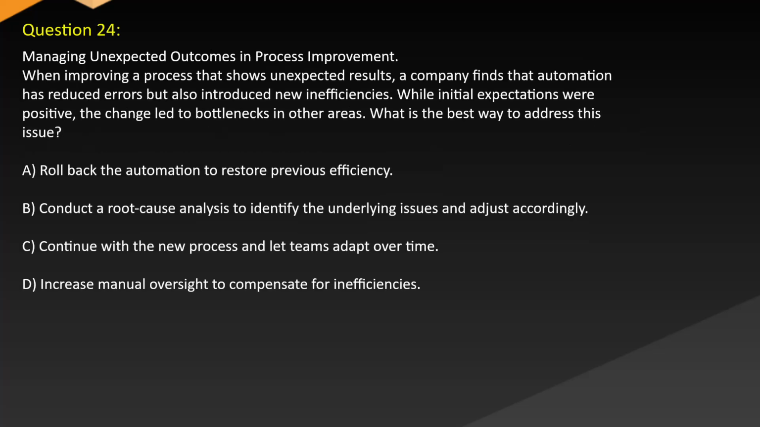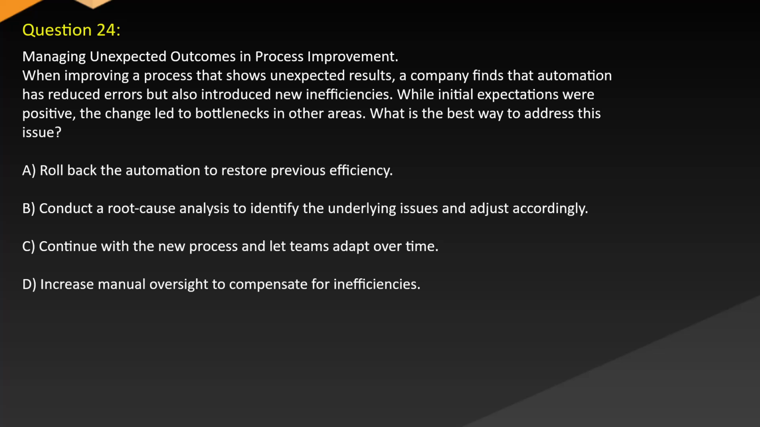Question 24. Managing unexpected outcomes in process improvement. When improving a process that shows unexpected results, a company finds that automation has reduced errors but also introduced new inefficiencies. While initial expectations were positive, the change led to bottlenecks in other areas. What is the best way to address this issue?